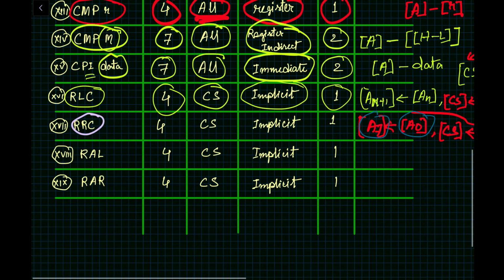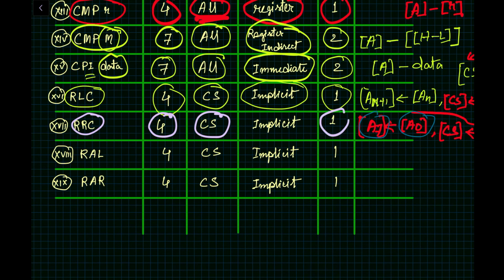So we have completed this RRC. Here we need 4 T-states, 1 machine cycle, and only the carry status will be modified, and we have the implicit addressing mode because the operation is done in the content of the accumulator.